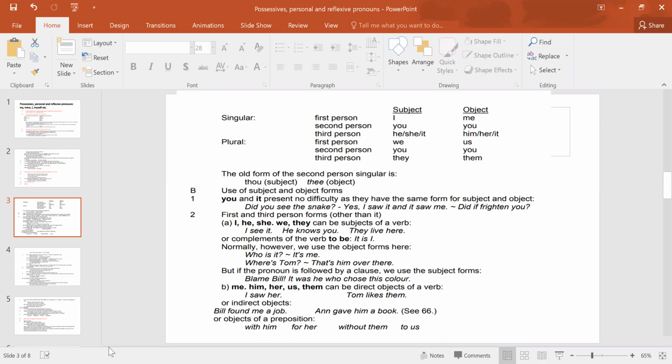Me, him, her, us, them can be direct objects of a verb. So they can be direct objects of a verb as well. For example, I saw her. Tom likes them. They can also be indirect objects.